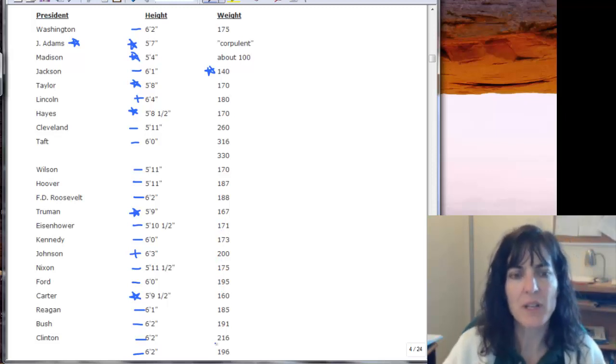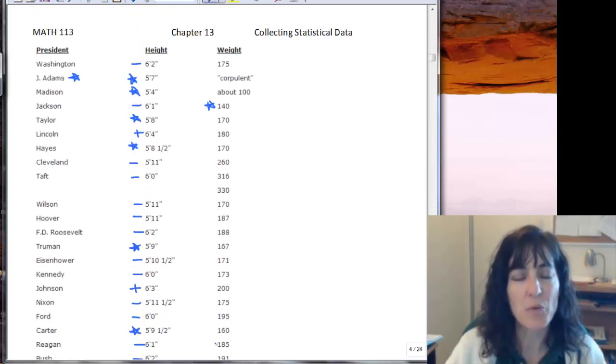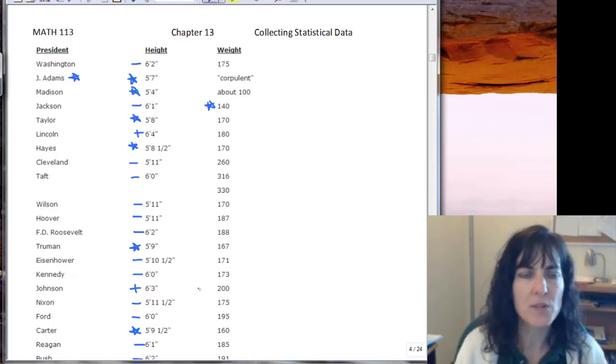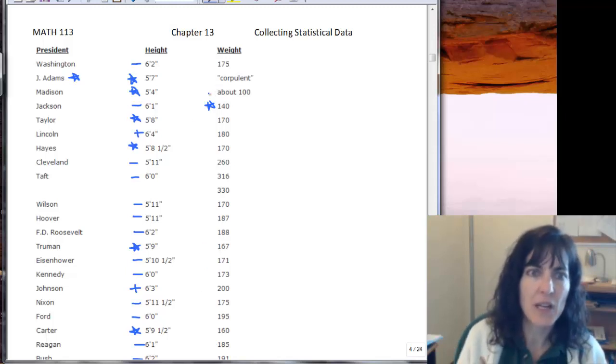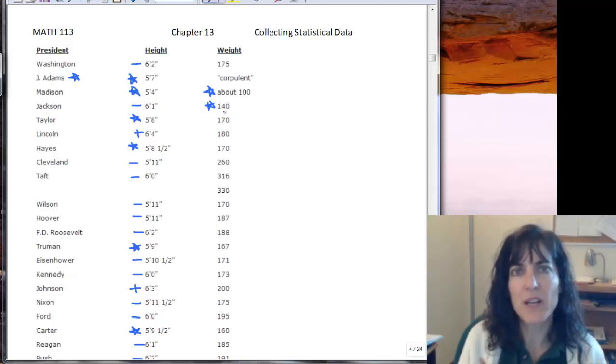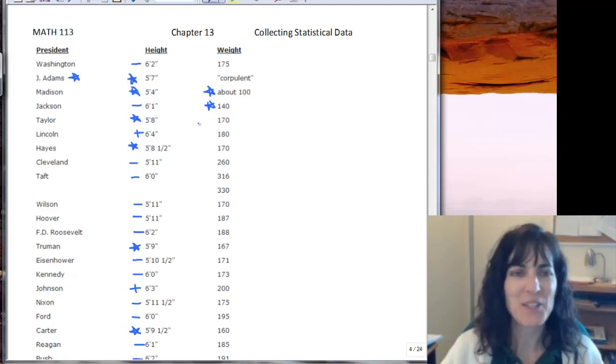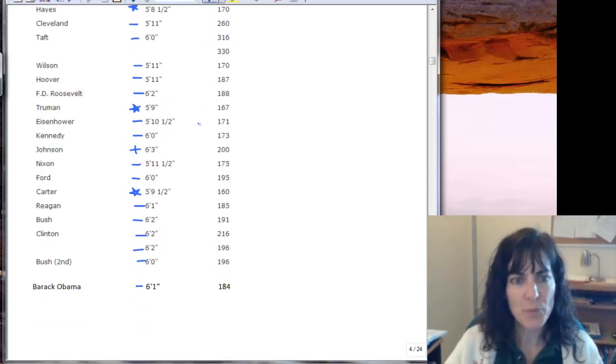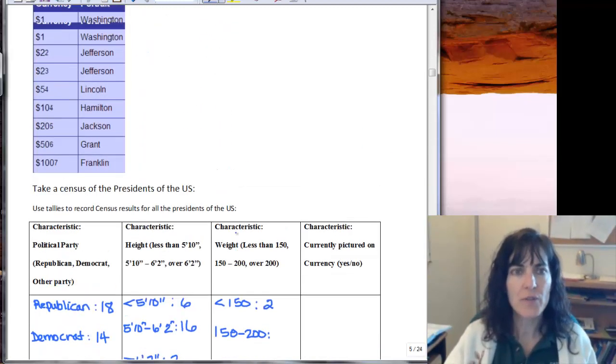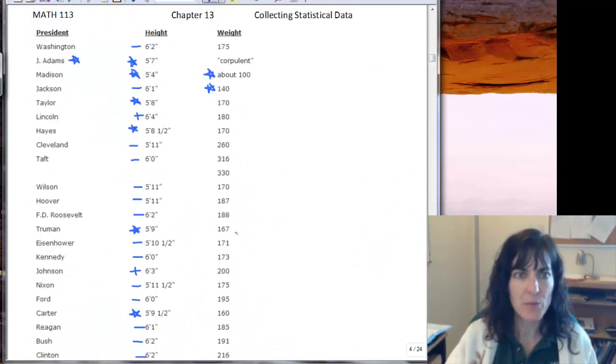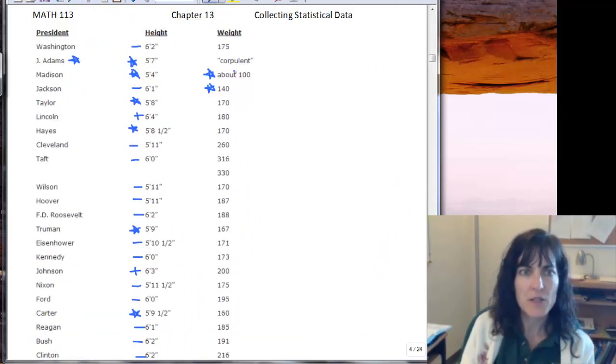Looks like we only had one really small president. The rest of them were pretty tall. Oh, 2, because Madison also, sorry. That guy had to be skinny, Jackson, because he was 6'1" and 140 pounds. Ooh, that's really skinny. So we have 2, and then 150 to 200, and I expect most of my data to be there.